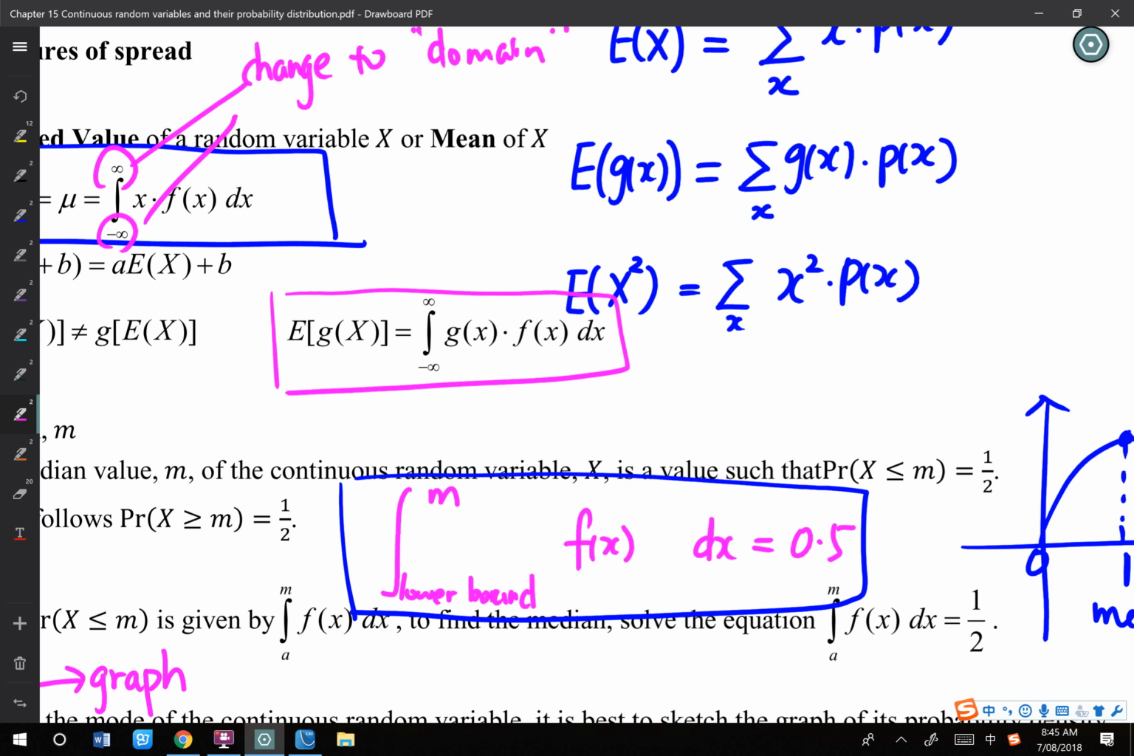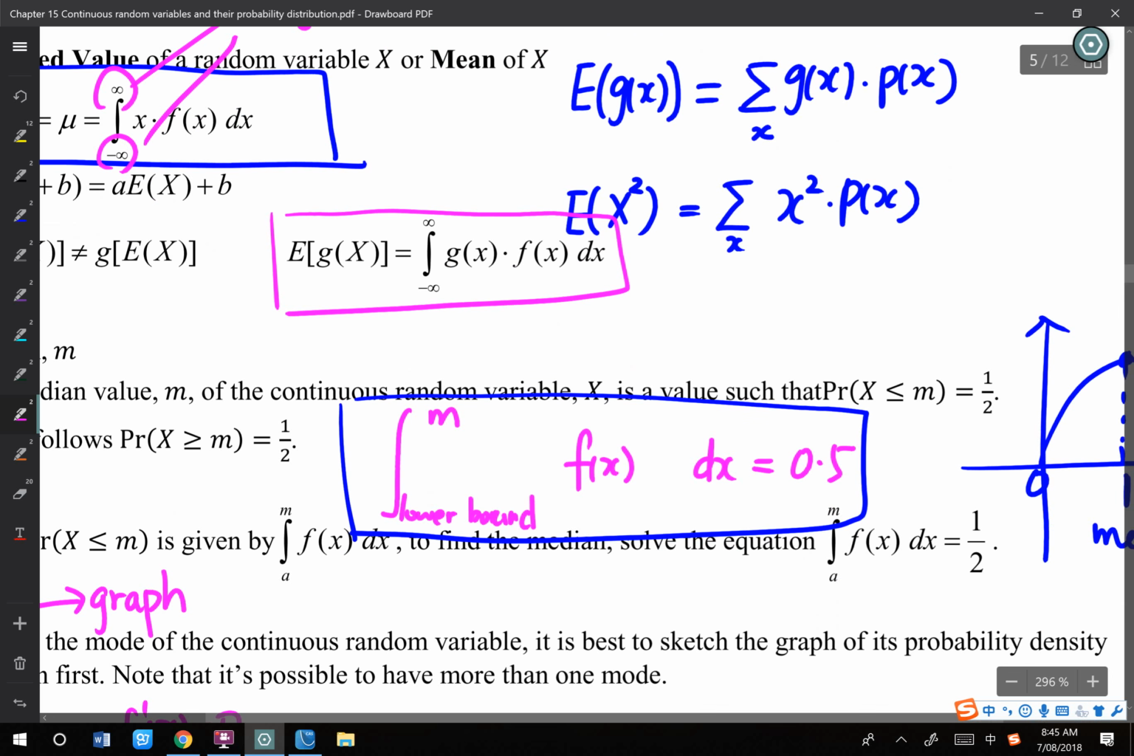If you can remember the discrete one, for the continuous one you just change that to the infinitely many sum. So we just integrate. Before we had p(x), now we don't have p(x), but we have f(x). So change the p(x) into f(x), and that will give you the same thing.